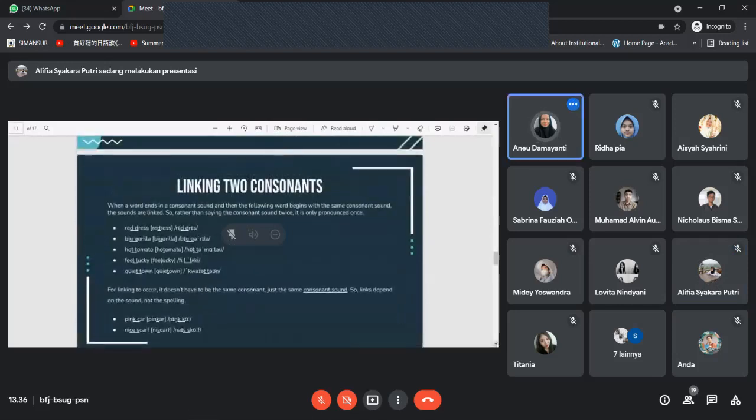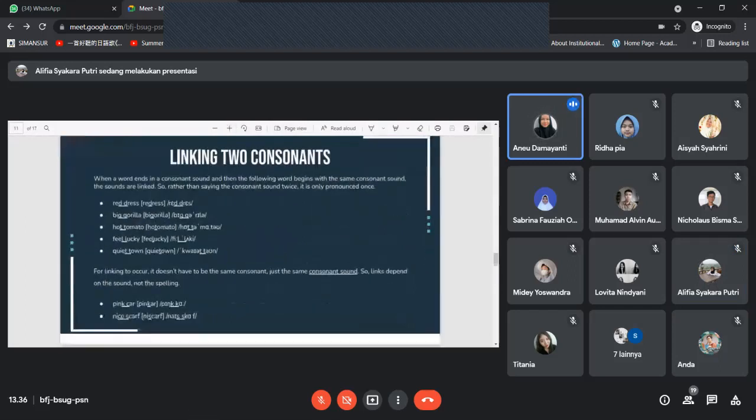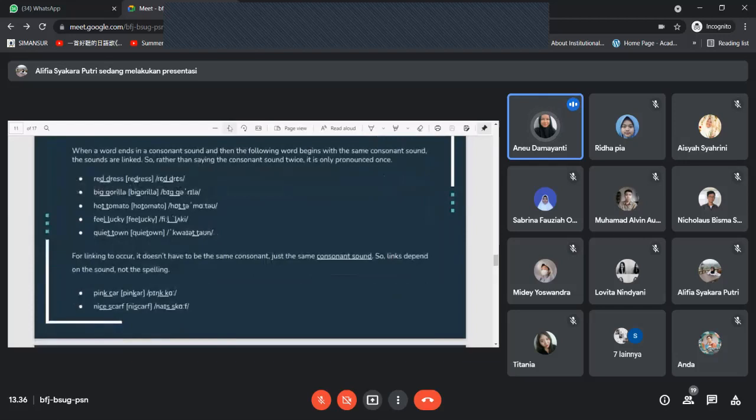So the first type of linking is linking two consonants. So when a word ends in a consonant sound and then the following word begins with the same consonant sound, the sounds are linked. So rather than saying the consonant sound twice, it is only pronounced once. Jadi misalkan ini kalau dilihat dari contohnya kan ada red dress ya. Red dress itu kan red diakhiri oleh konsonan d dan dress diawali dengan konsonan d. Jadi daripada mengucapkan d itunya dua kali, kita bisa melinking ya.